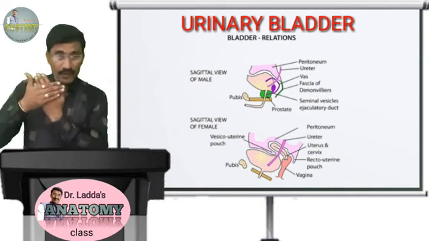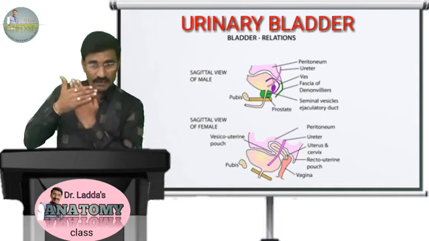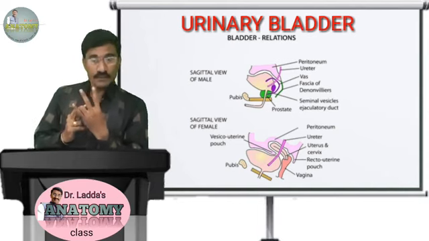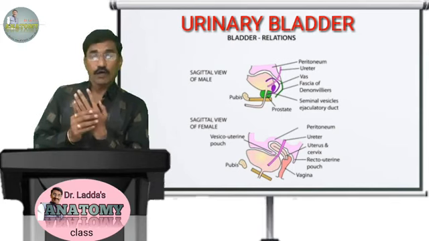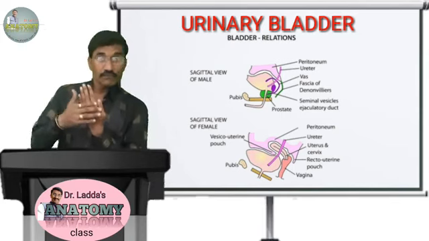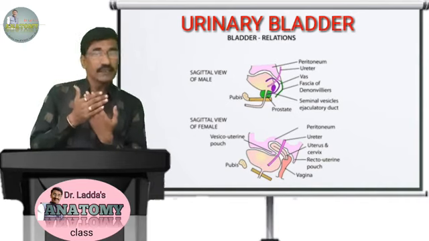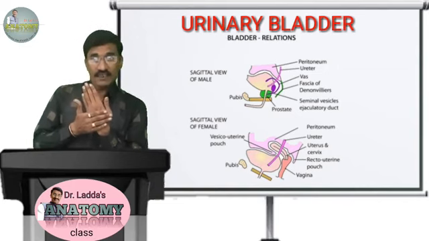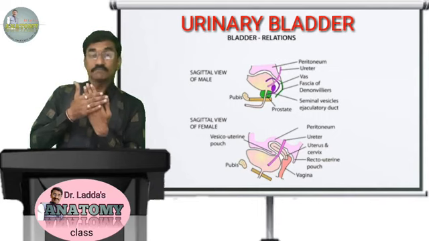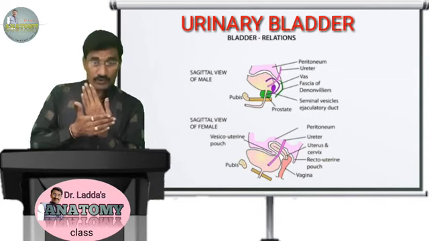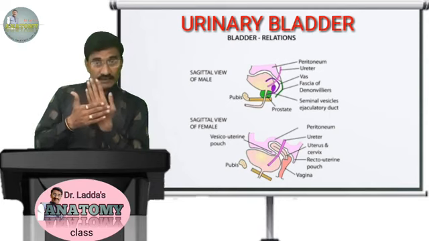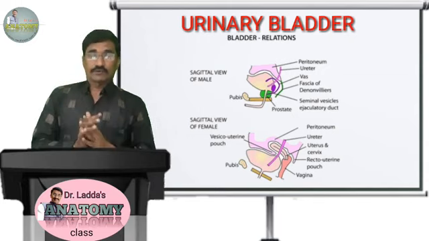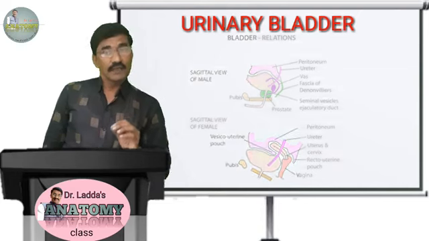In male, the upper part of the base is related with the rectum, whereas the lower part of the base is related with two structures. One is the seminal vesicle and the second one is the termination of the vas deferens. The base in female is related with the uterine cervix and vagina, whereas in male the upper portion of the base is related with the rectum and the lower portion with the seminal vesicle and the termination of the vas deferens. So these are the relations of the base in male and female.